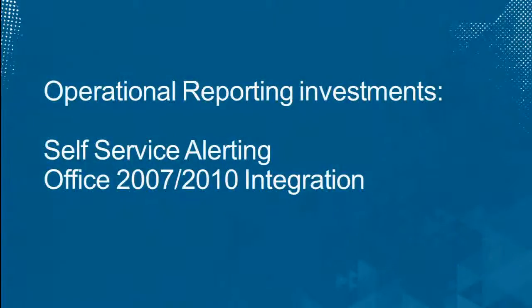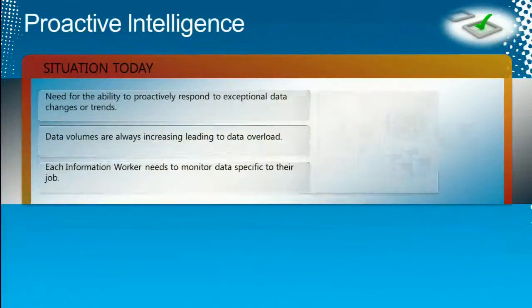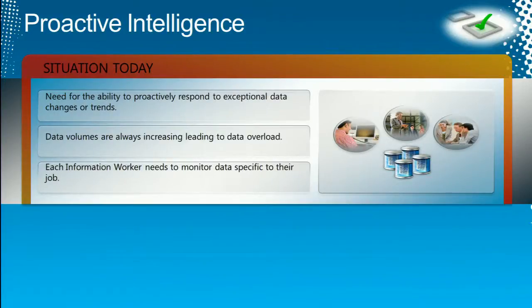Okay, so let's talk about operational reporting, self-service alerting, and Office 2007-2010 integration. So the situation today: users have tons and tons of data. We all know this, right? For example, I get literally 20 reports that are this tall and this font this tiny in my email every day, and they're about bug counts and the projects that I'm working on. It's hard for me to figure out when things are going wrong, other than if the bug numbers are really, really high, then I get some clue. But what I really want is to be able to do some exception reporting, right? So that's what alerting is really all about.